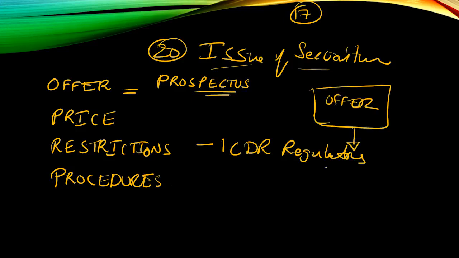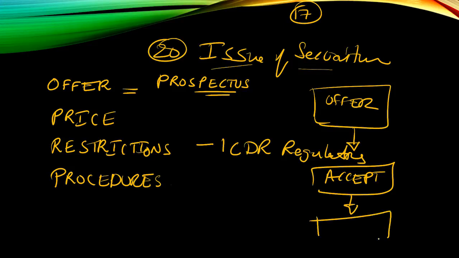After the offer is made, then the investors or general public will accept it, then they will pay the money, subscription money, etc. After all that, then we will allot the shares or the securities, any security. Shares is just one type of security. So we are going to talk in the issue of securities chapter 20 only about the offer. We are not talking about acceptance. We are not talking about allotment of shares or security.